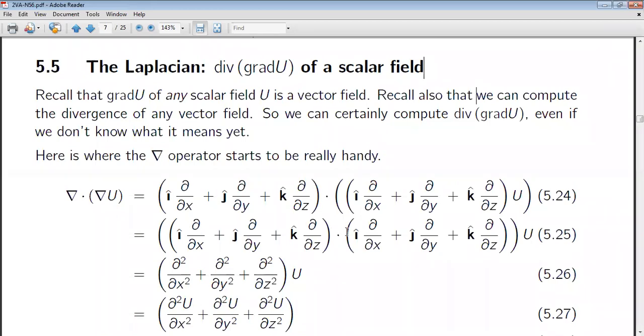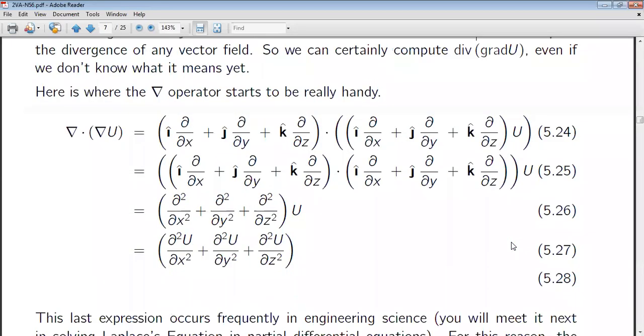So you just take the dot product of these first two operators. i ∂/∂x dot i ∂/∂x is what? ∂²/∂x², because i dot i is 1, and the others are 0 because i dot j is 0 and i dot k is 0. Similarly j dot j is 1, so ∂²/∂y² will come. Then k dot k is 1, so ∂²/∂z² will come, into u. So ultimately we have ∂²u/∂x² + ∂²u/∂y² + ∂²u/∂z². That is nothing but the Laplacian operator.